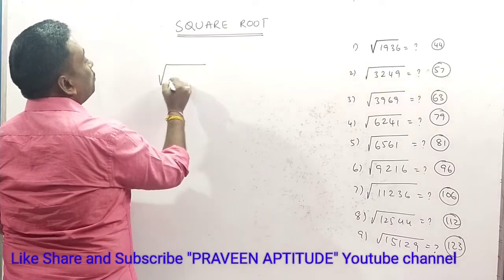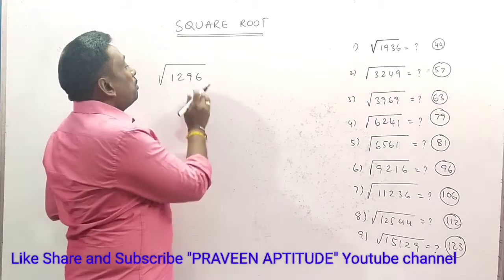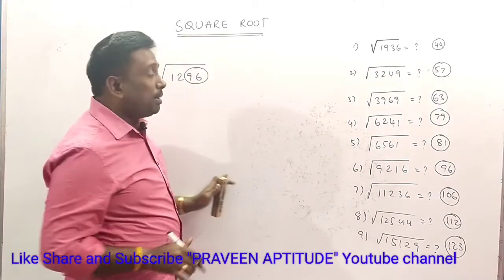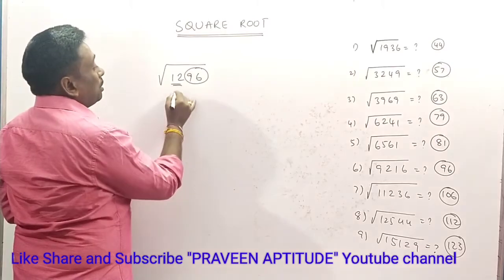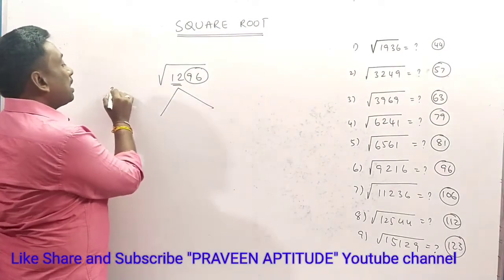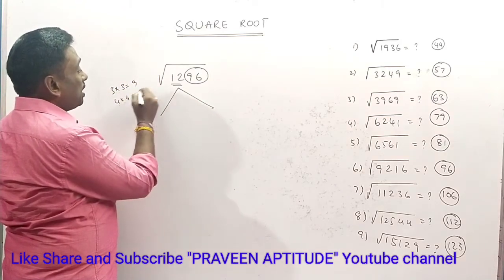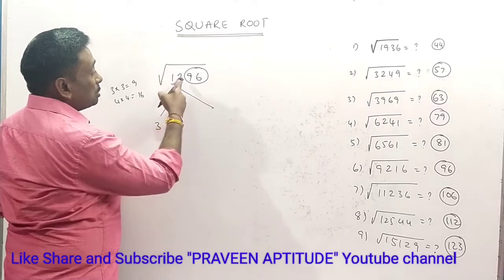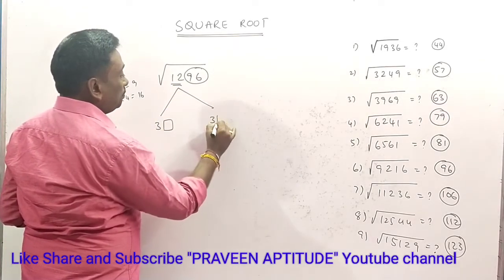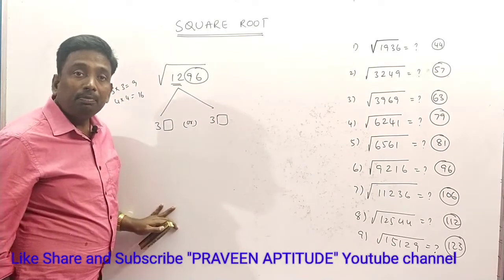Suppose square root of 1296. Here also, first you leave the last two digits of the number. Based on this, you have to take the left side digit. 3 3s are 9. Again 4 4s are 16, which exceeds that value. That's why the square root of this number must start with 3 only. That means this number is based on the 30s.